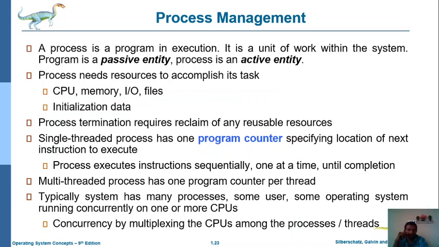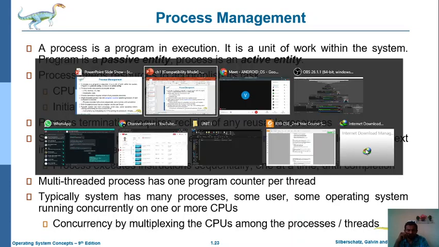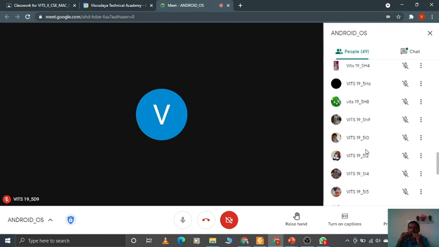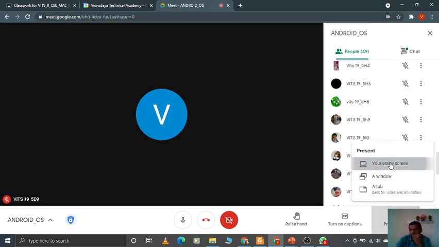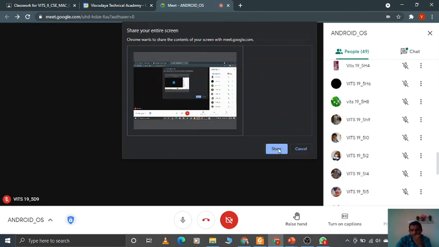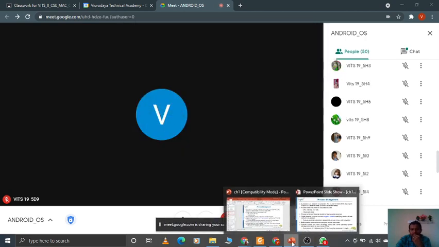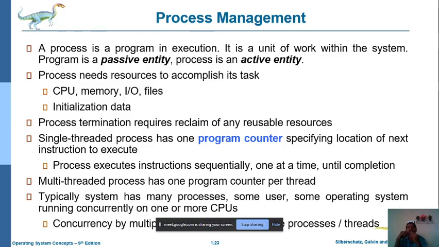What is a process, how to create a process, how to execute a process, what resources are required for any process to execute, and how to handle process execution in a single-threaded CPU and a multi-threaded CPU. These are the details about process management.